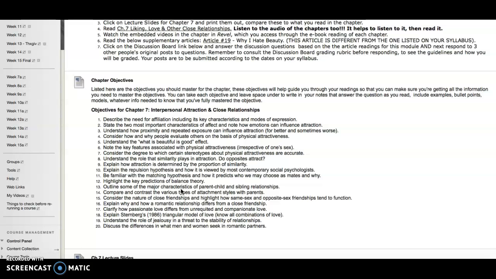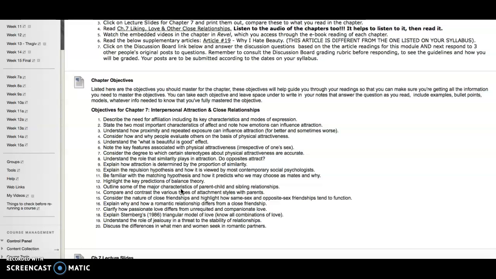What we're going to be focusing on really is interpersonal attraction as it relates to all close relationships, so friendships as well as romantic relationships. So we're going to be talking about, first and foremost, the human need for affiliation. So what are some of the key characteristics and ways that we express our need to affiliate, to belong, to be with other people? We're going to be looking at characteristics of affect, liking, and how emotions can influence our attraction to others, be it a friendship or interpersonal romantic relationship.